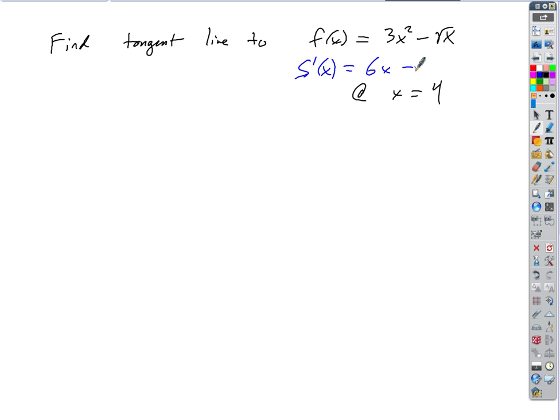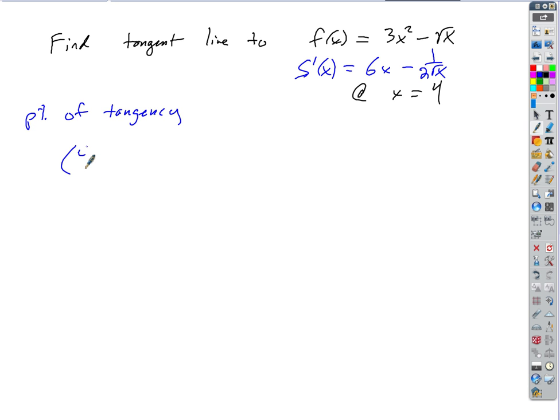Do we remember what that was? It's x to the 1/2, right? So the derivative is 1/2 x to the minus 1/2, which would be 1 over 2 root x. Good. So we need a point and a slope, right? So what's our point of tangency going to be? What's the x value going to be?